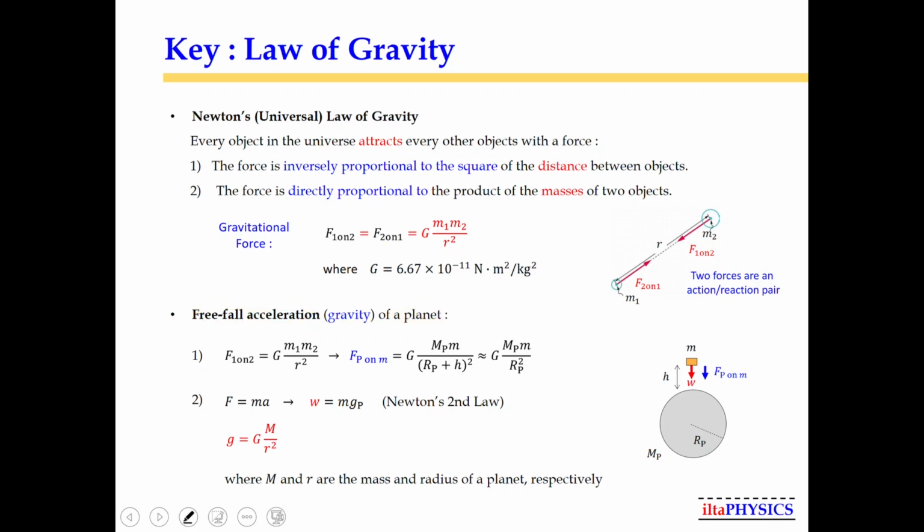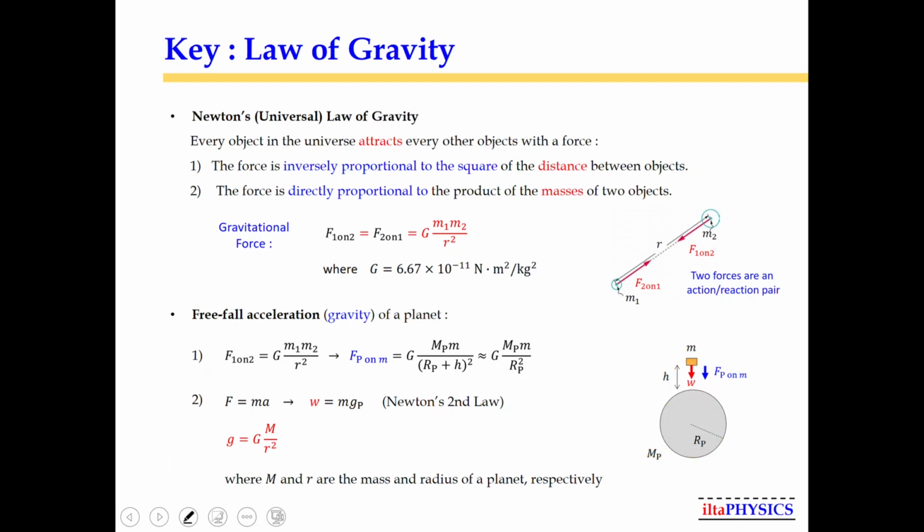As shown in the diagram on the right, let's assume there is a planet with a radius of r sub p and a mass of m sub p, and there is an object with a mass of m at a height of h above the surface. Then we can analyze the force acting on this object from two different perspectives.